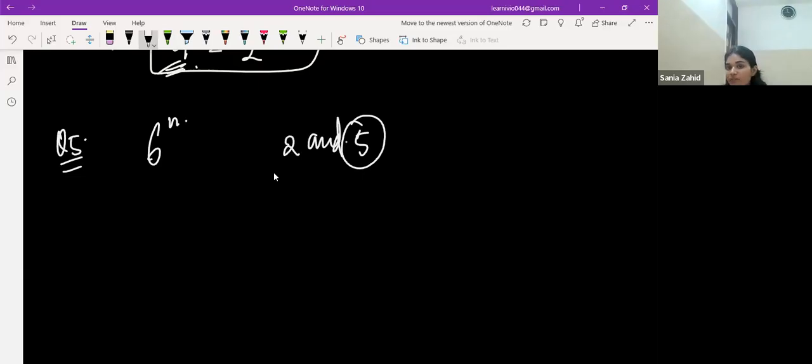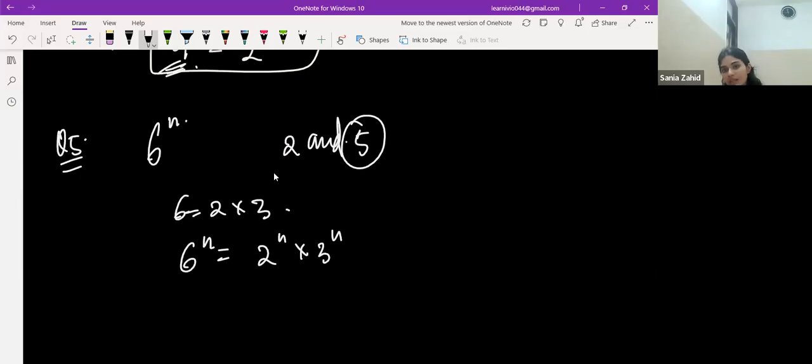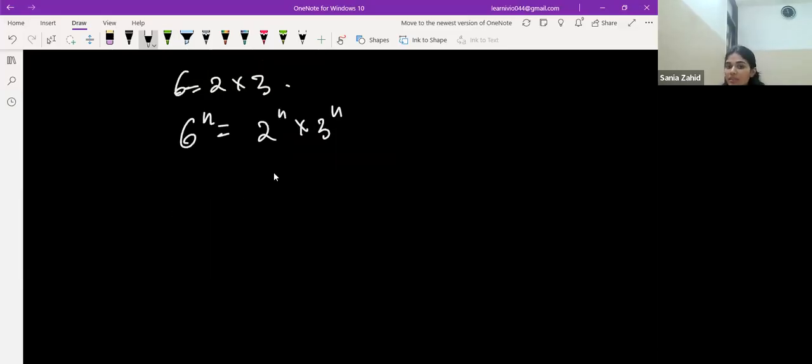So 6 to the power n. First of all, let's try to break down 6. So 6 can be written as 2 into 3. So 6 to the power n is written as 2 to the power n into 3 to the power n. Right? So that means 6 to the power n is not going to have 5 as its factor. That means 6 to the power n cannot end with 0. Understood? So no, it can't end with 0.